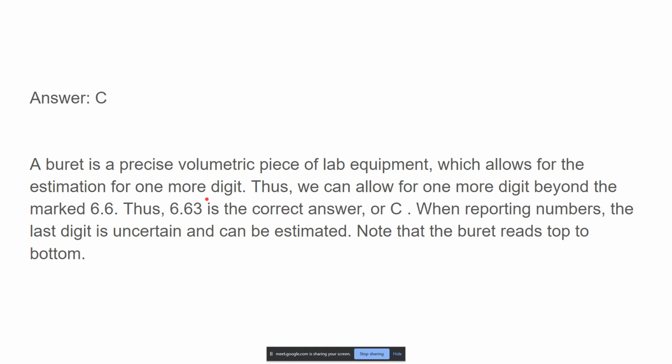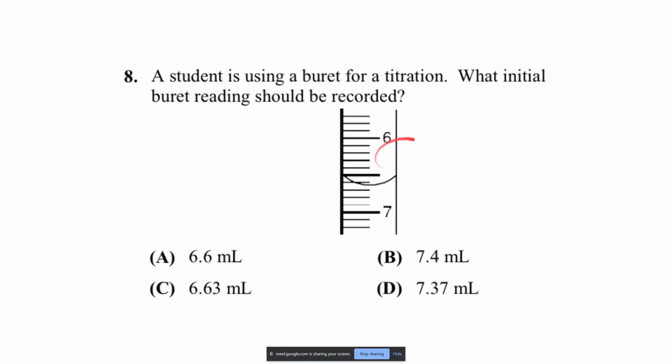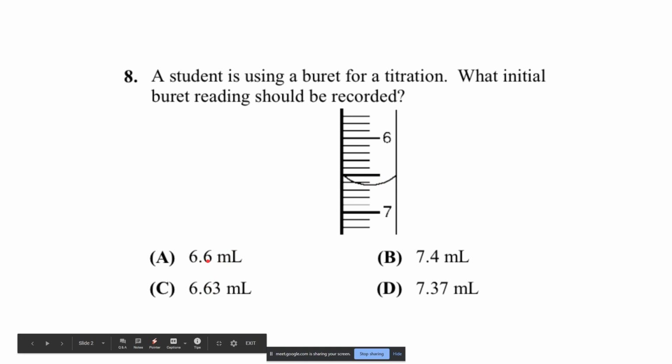So this is the official solution. A buret is a precise volumetric piece of lab equipment which allows for the estimation of one more digit. Thus, we can allow for one more digit beyond the marked 6.6. Thus, 6.63 is the correct answer, or C. When reading numbers, the last digit is uncertain and can be estimated. Note that a buret reads top to bottom. That's one easy mistake, to not notice that. The last digit is usually an uncertainty. That's why we know for certain it's at least 6.6, and why we have another number here, because that's the one that's uncertain.